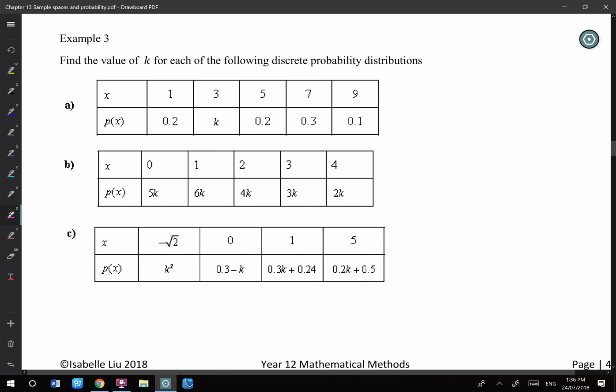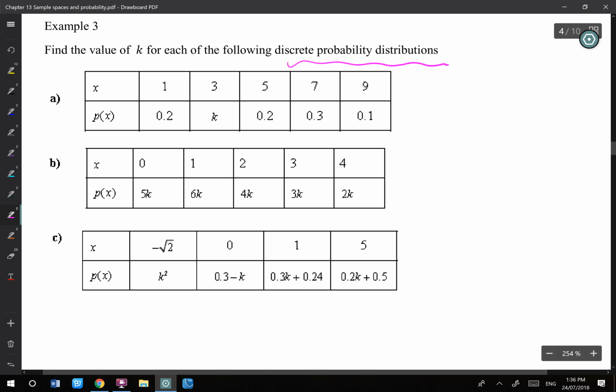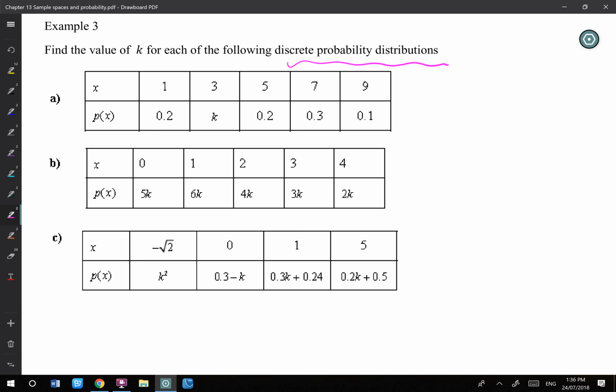If you have your calculator, or if you can share calculators between 2 or 3 of you, ignore A and B first. You can do A and B by yourself. I want to do C in class. Find the values of k for which the following is a discrete probability distribution. All the 3 tables here are discrete probability distributions. So can you find out the k values for C, please? If you have calculators, you can use a calculator. If you don't, you can do it by hand.